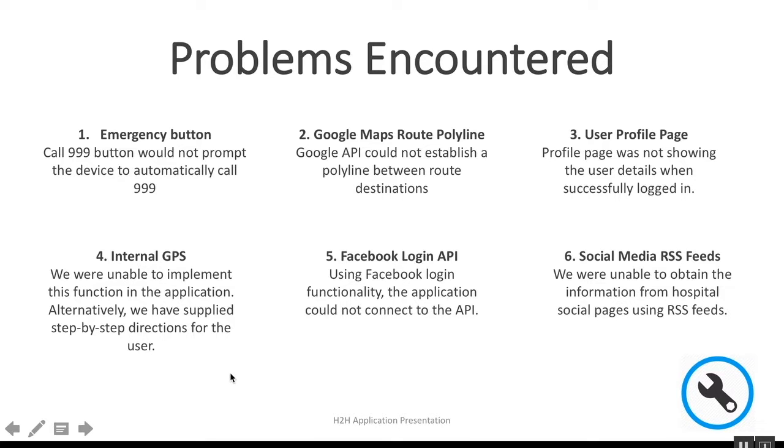First, the emergency button. When the user calls 999, the button would not prompt the device to automatically call 999. Second problem, the Google Maps route polyline. The Google API could not establish a polyline between route destinations. Third problem, the user profile page. The profile page was not showing the user details when successfully logged in. And the fourth, the internal GPS. We were unable to implement this function in the application. Alternatively, we've supplied step-by-step directions for the user to use alongside the app.